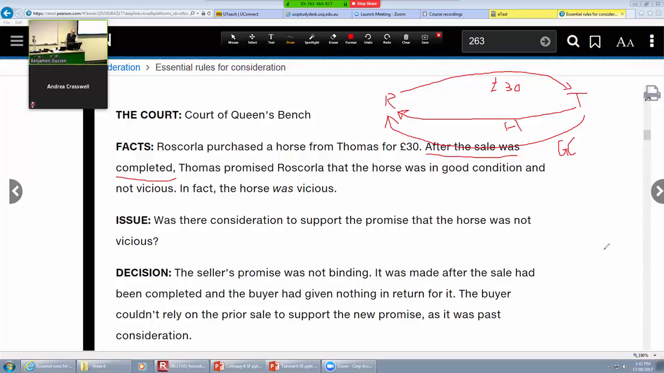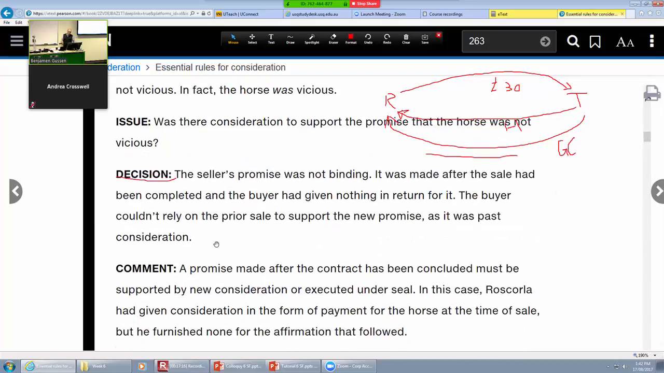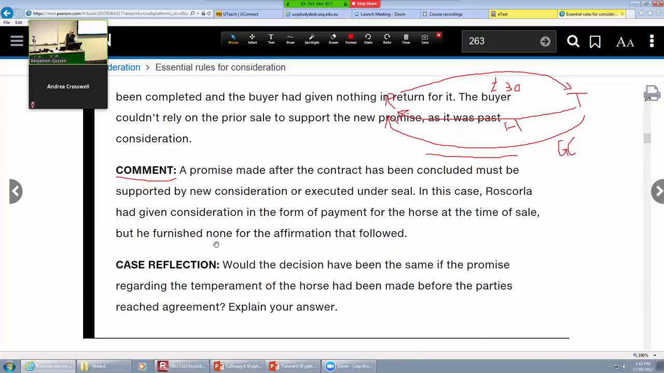So the issue was whether there was consideration to support the promise that the horse was not vicious. And as you can see here, they said the seller's promise was not binding. It was made after the sale had been completed. Comment: a promise made after the contract has been concluded must be supported by new consideration or executed under a seal. So that thing here, under seal, means that you're going to move from a simple contract to a formal contract. And you know that a formal contract does not require a consideration.